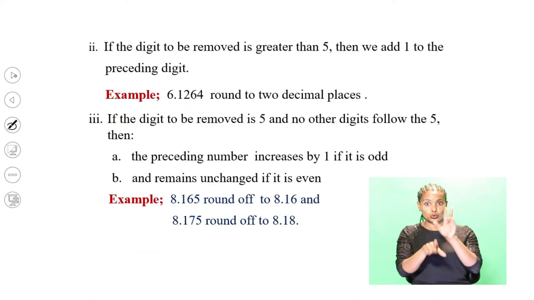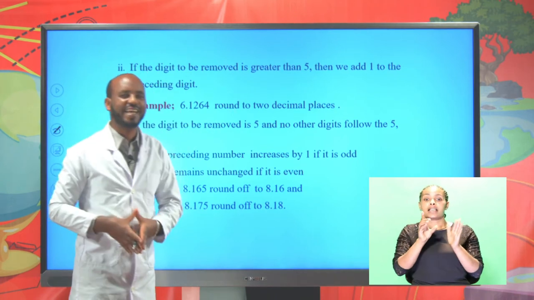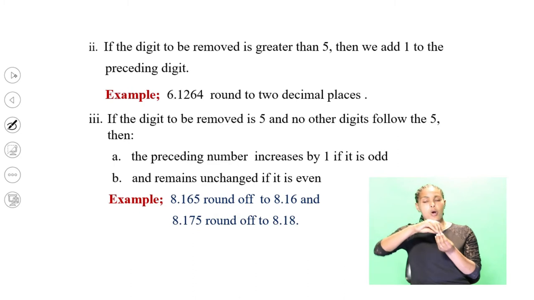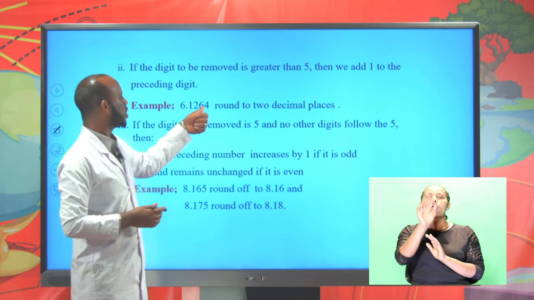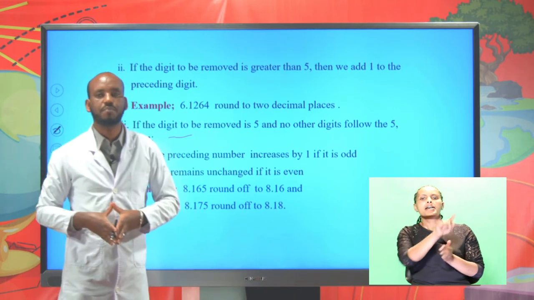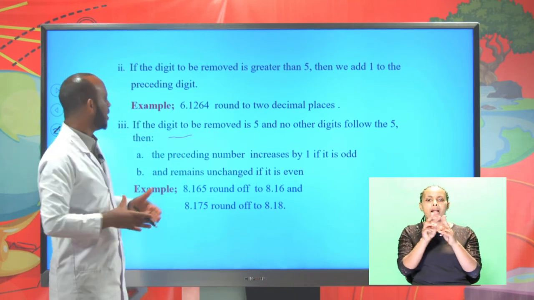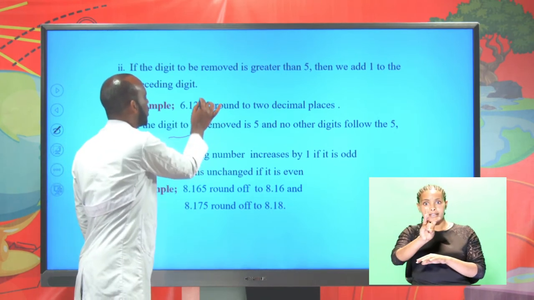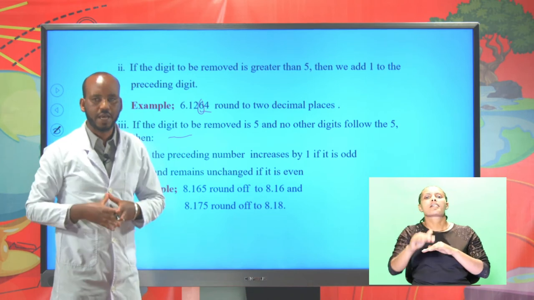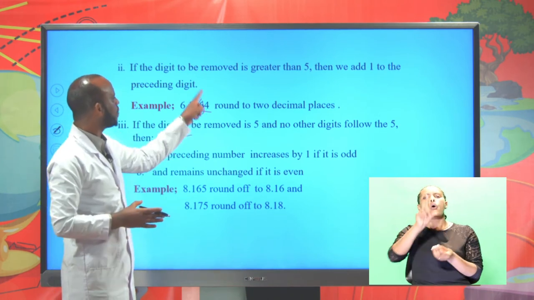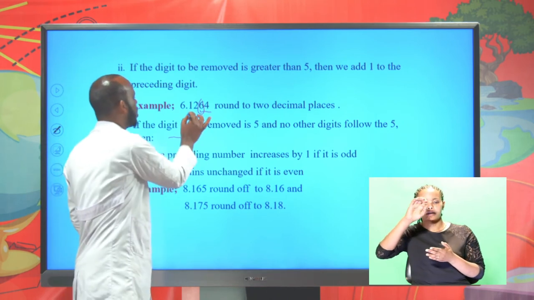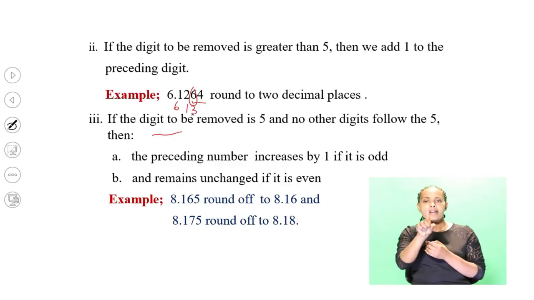Rule 2. If the digit to be removed is greater than 5, then we add 1 to the preceding digit. For example, 6.1264, round to 2 decimal places. Now, the number to be removed starts from 6. 6 is greater than 5. We add 1 to the preceding digit, and this number is reported as 6.13.